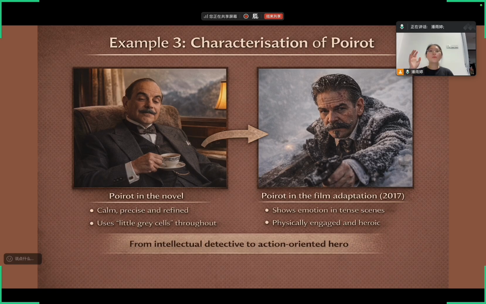The reception was polarized. While the distinctive mustache attracted new audiences, devoted readers criticized the invented backstory as unnecessary emotional clichés that undermined the character's original definition based on logic and restraint.